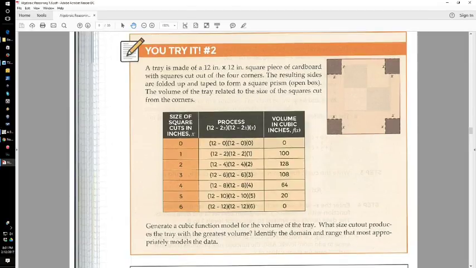Excellent. I want you to pause and see how you can do number 2. Generate a cubic function for this model, and what size cutout produces the tray with the greatest volume? Interesting, which we can probably look at the chart and tell you that. But here we go. Have at it. See what you can do.